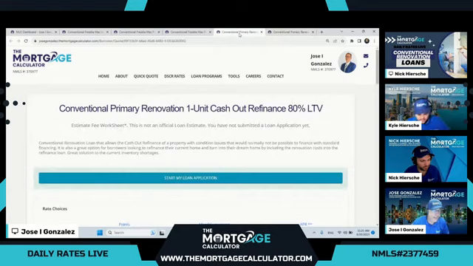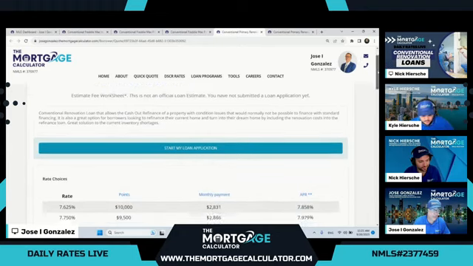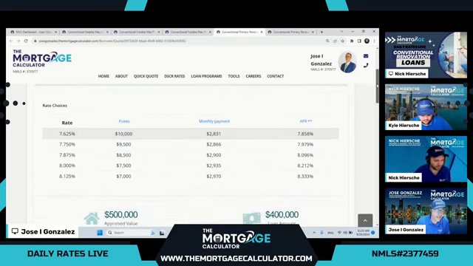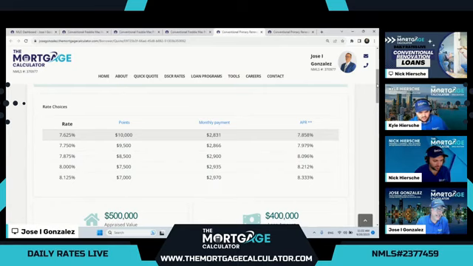So now we have a primary renovation 1-unit cash out. So contrary to the USDA and VA products, which do not allow a renovation loan to have a cash out component, the conventional option does allow a cash out component. So here you're looking at 8.125 that would cost you roughly 1.75 points, and you can buy that down all the way to 7.625. This is your 80% LTV cash out option.